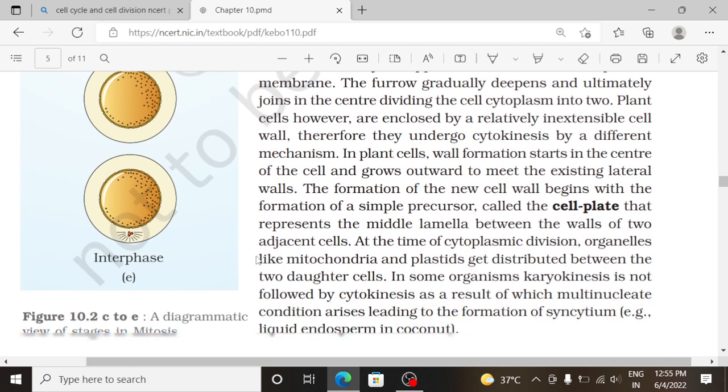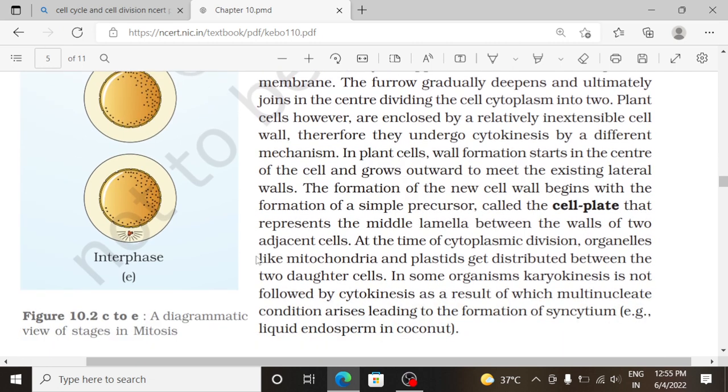Therefore, they undergo cytokinesis by a different mechanism. In plant cells, wall formation starts in the center of the cell and grows outward to meet the existing lateral walls. The formation of the new cell wall begins with formation of a simple precursor called the cell plate that represents the middle lamella between the walls of two adjacent cells.